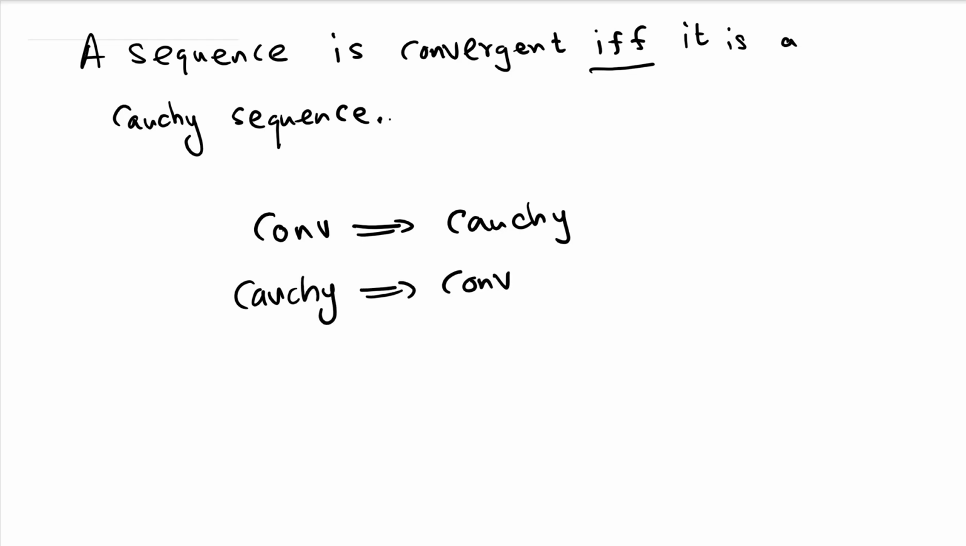Now, I must say one thing. When I say a sequence, I'm talking about real sequences. That makes a difference. Why? We'll discuss that in a later video, but I'm talking about real sequences. All right, so these are the two things that we need to prove: convergent implies Cauchy, and Cauchy implies convergent.